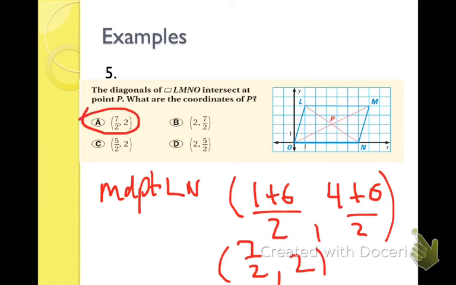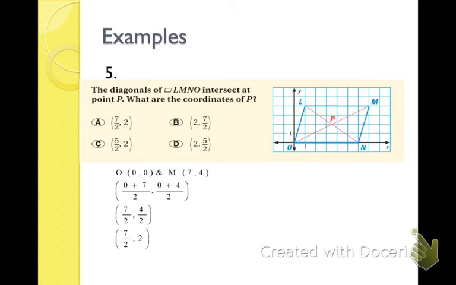Everybody remember the midpoint formula? You add the two x coordinates and divide them by 2, and then you add the two y coordinates and divide them by 2. That's how you do the midpoint formula. Questions on that one? Okay. There's the work. You could have used O and M if you wanted to. You could have done the midpoint for O and M and you got the same thing.